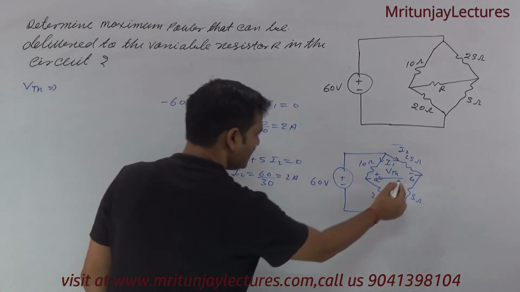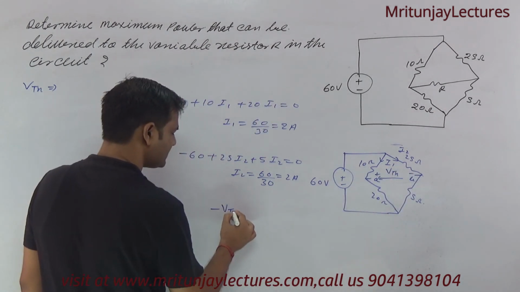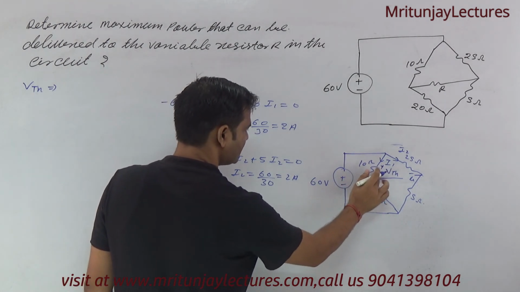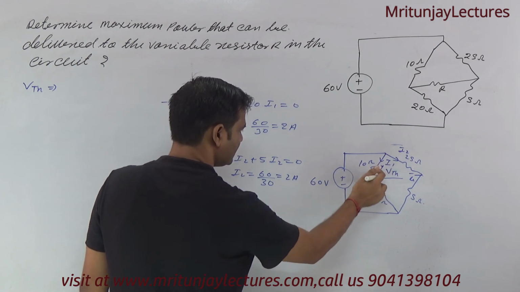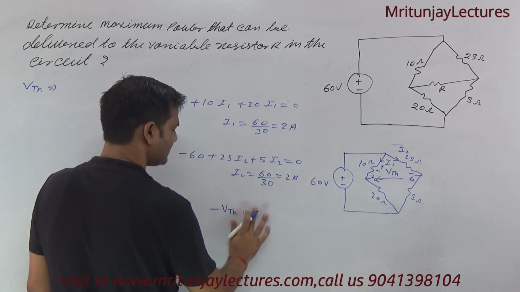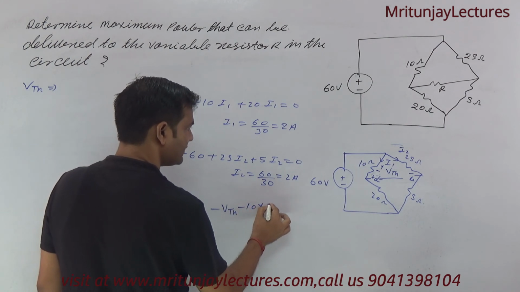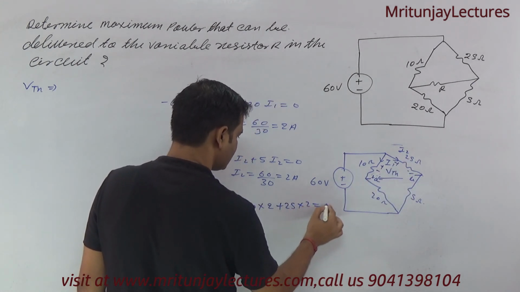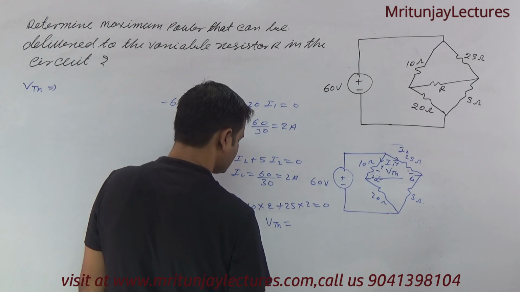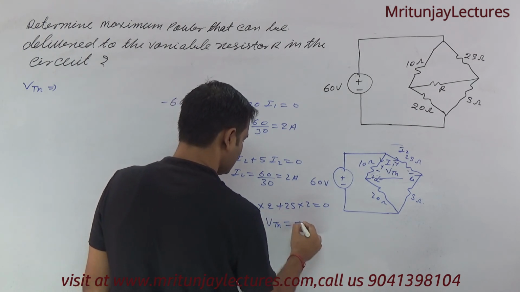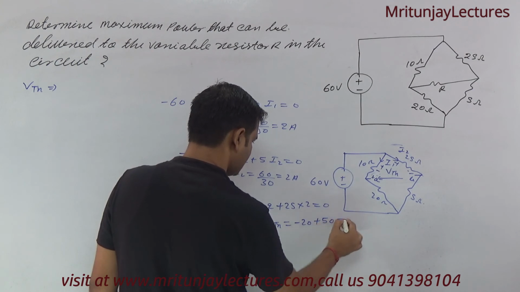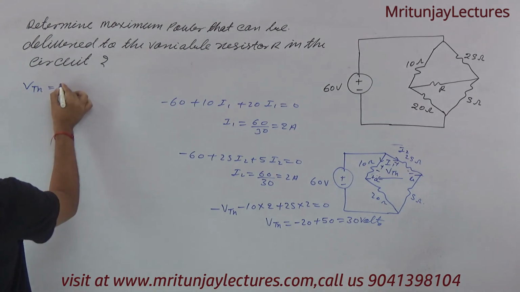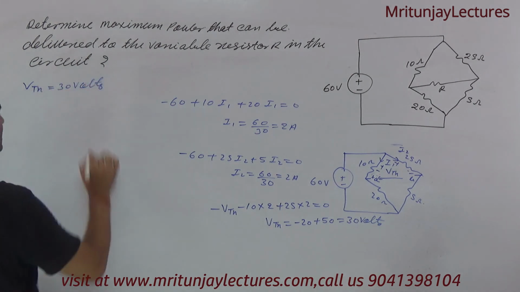Now apply KVL in this loop. Minus VTH, direction plus minus, so minus to plus: minus 10 into the current, that is 2, plus 25 into 2, this equals 0. So VTH equals minus 20 plus 50, which equals 30 volt. VTH equals 30 volt. Clear or not? That is VTH.